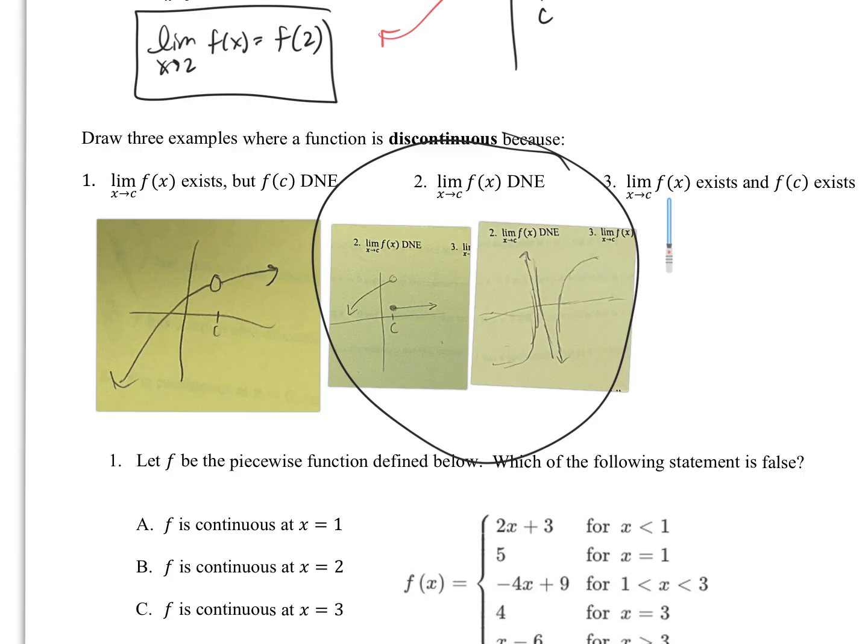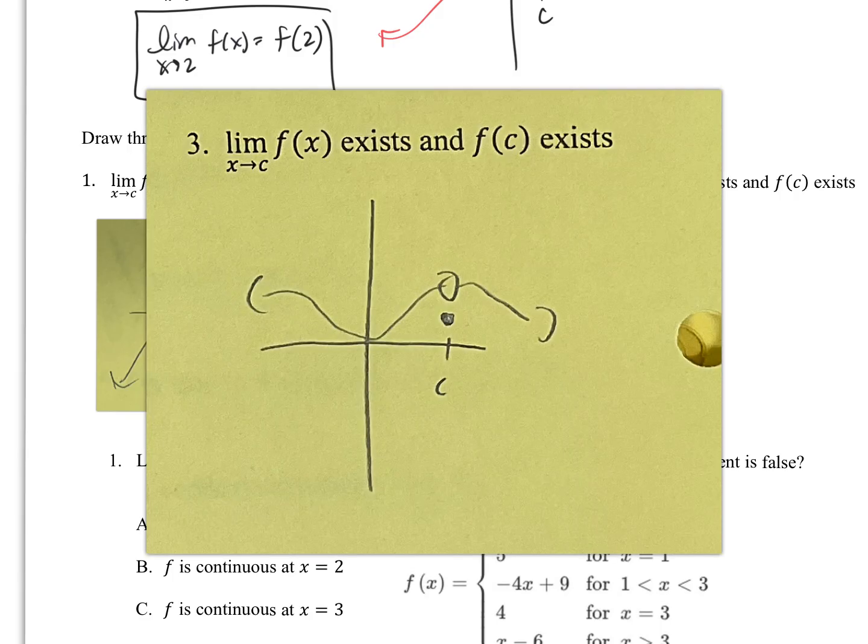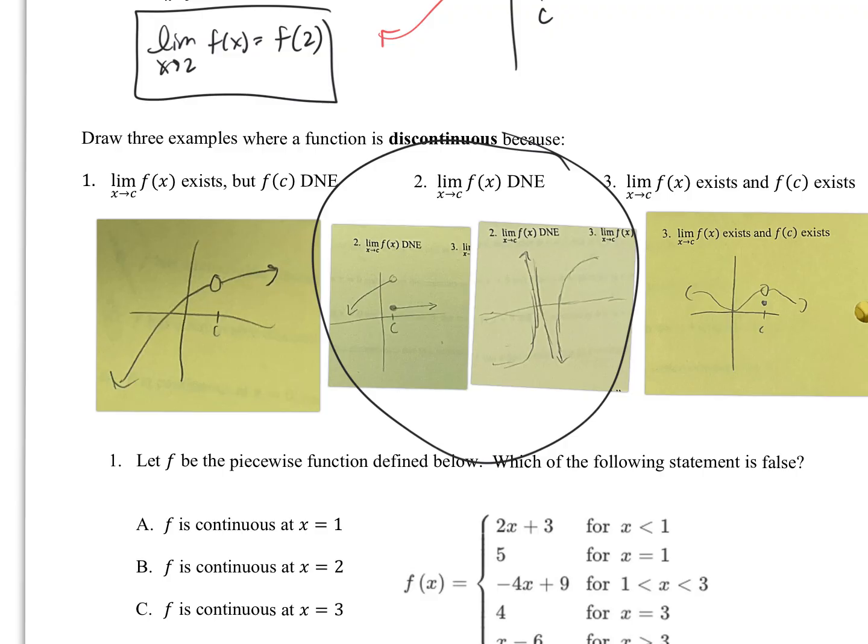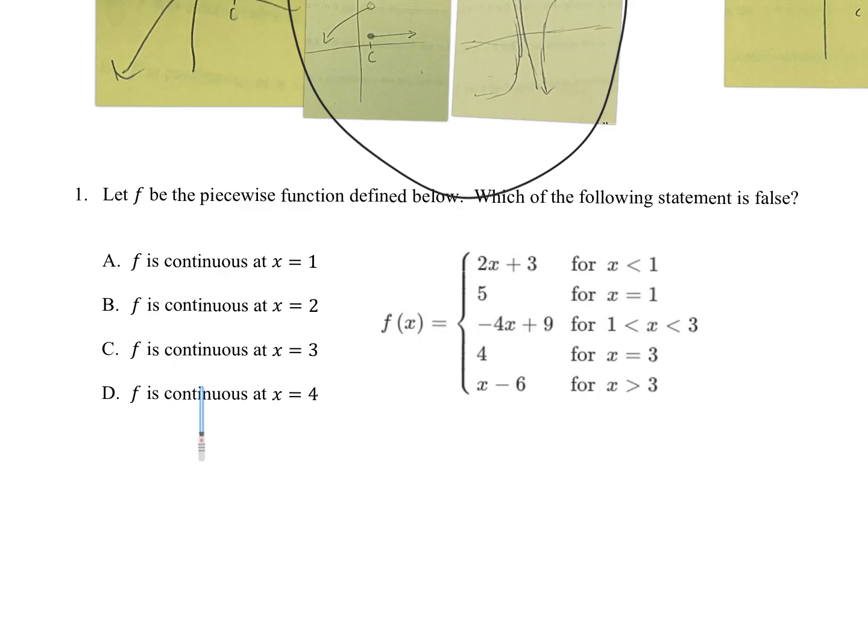Last one. Discontinuous function. As x approaches c, the limit exists and f of c exists. But my function has to be discontinuous. In that last one, your limit has to exist. F of c has to exist, but it's got to be discontinuous. This is perfect. This is, I would say, really what any graph would look like as long as it's got a hole, and then right above or below that hole, we've got the point.